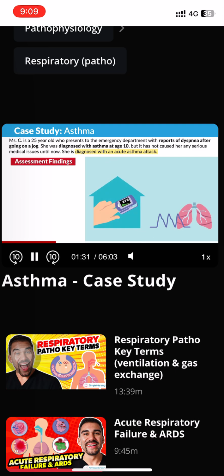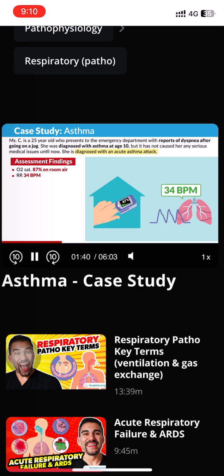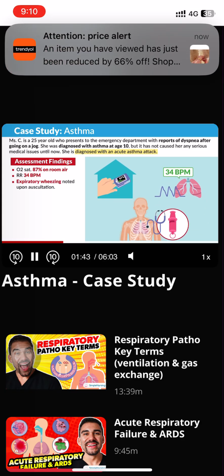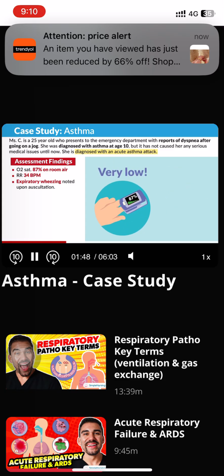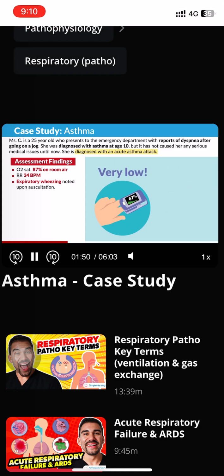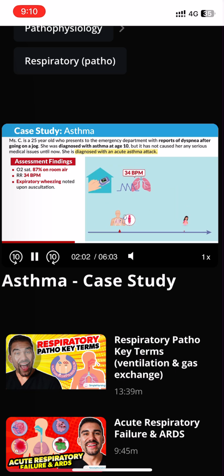Now, moving deeper into the case study, the assessment comes back with this data. Oxygen saturation is at 87% on room air. The respiratory rate is 34, and expiratory wheezing is noted upon auscultation. Oh, snapperoonie. So that oxygen saturation is very low. Remember, a normal O2 sat is 95 to 100%. And the respiratory rate is high, normally between 12 and 20. And the big key term here is expiratory wheezing. This could indicate another asthma attack is on its way.